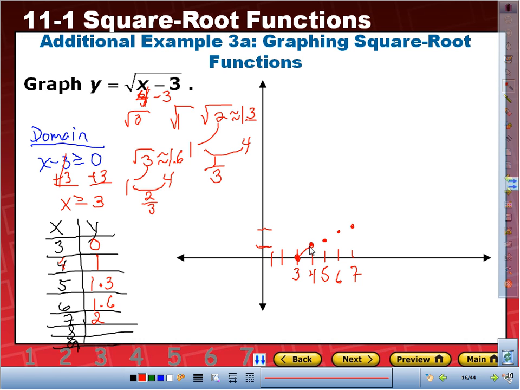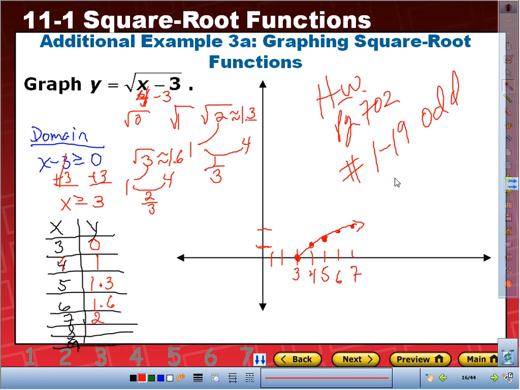Let's sketch our graph. Remember, it has to curve a little bit, like so. Draw an arrow at the end, and that's our function. And that's all you're doing for homework. First one you evaluate, the next one you graph. So our homework for tonight is found on page 702, numbers 1 through 19 odd.